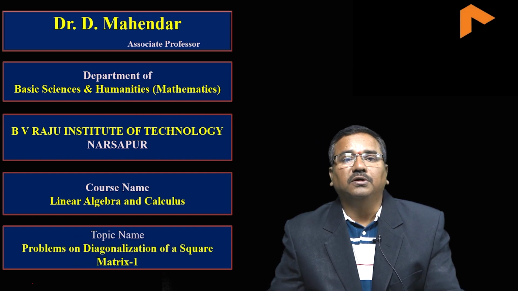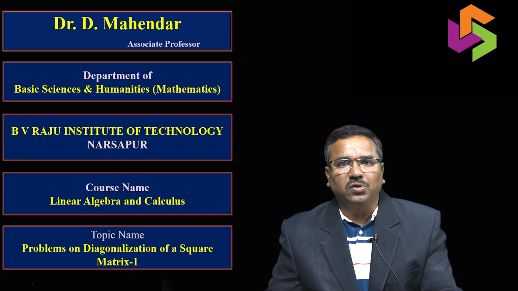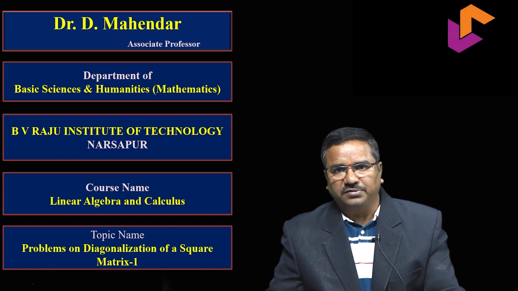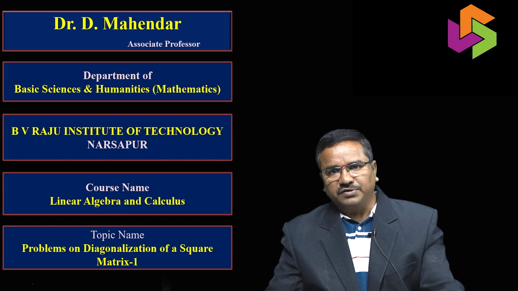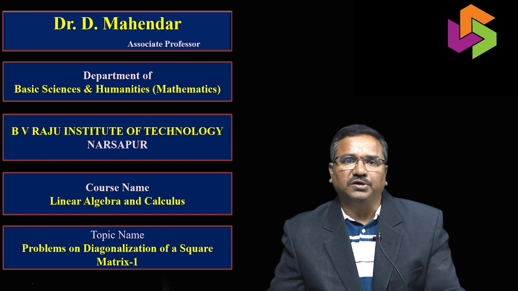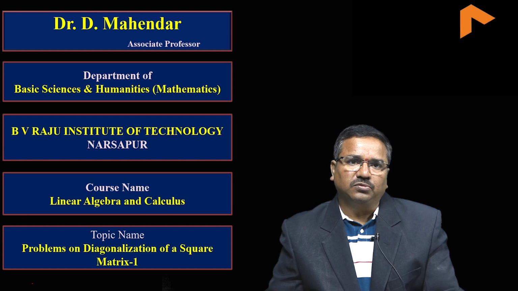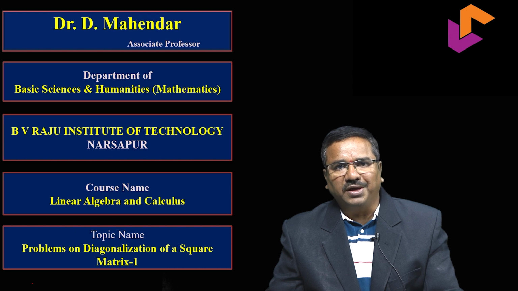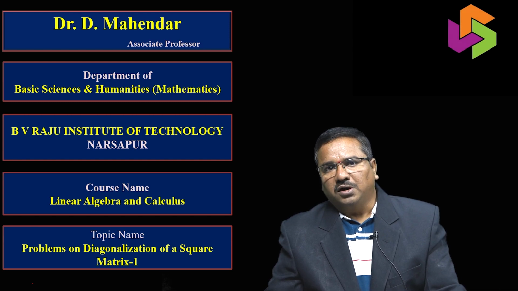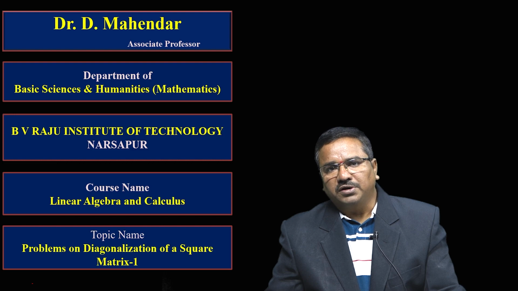The topic is that we are doing problems on diagonalization of a matrix. Before going to today's class, let me recall the previous session. In the previous class, we started the diagonalization of a matrix, starting with the first problem, a non-symmetric matrix. Generally, if the matrix is non-symmetric, it may or may not be diagonalizable. That depends on the number of linearly independent eigenvectors. If the number of linearly independent eigenvectors equals the order of the matrix, it is diagonalizable. If it is less than the order of the matrix, it is not diagonalizable.